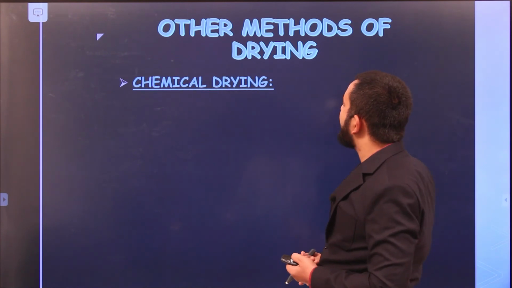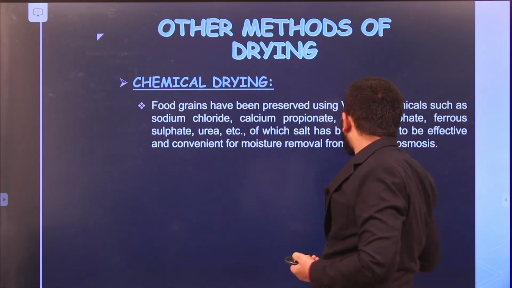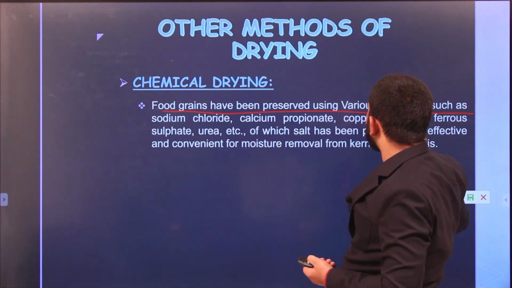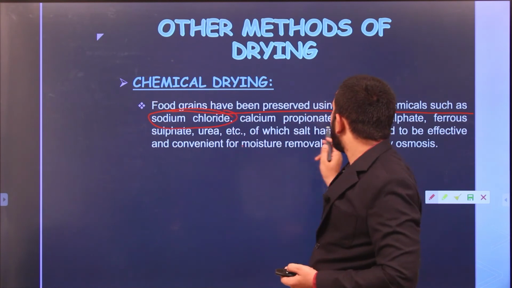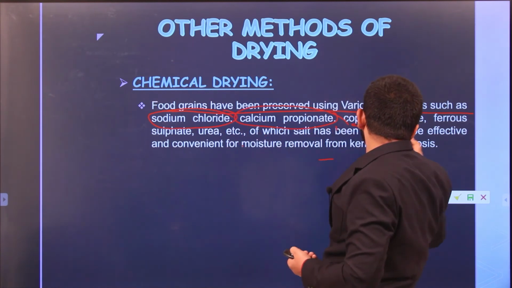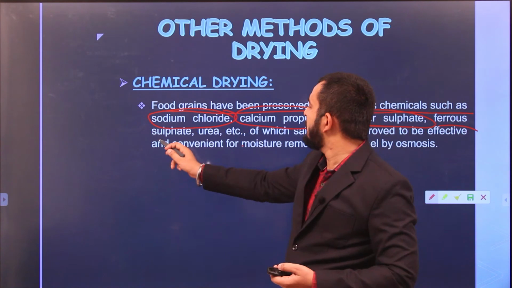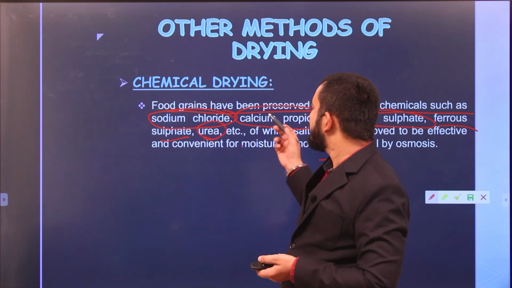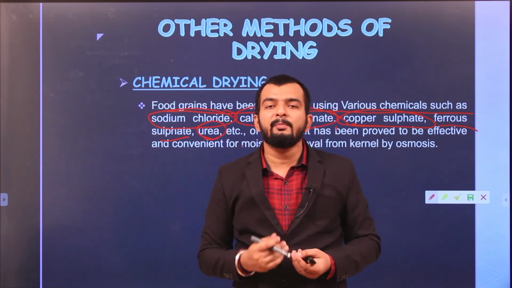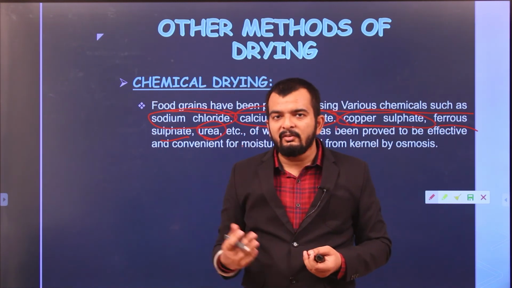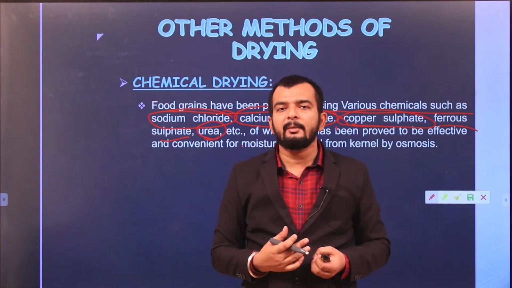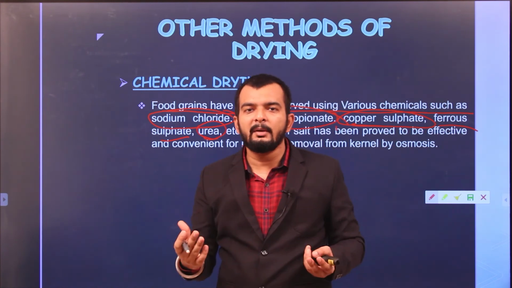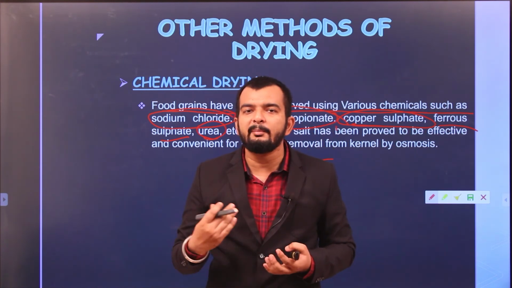So in chemical drying, food grains are processed using various chemicals such as sodium chloride, calcium propionate, copper sulfate, ferrous sulfate. Urea can be used, but it is not used generally. These chemicals should be inert and non-toxic. They are called hygroscopic substances. They have a property of absorbing moisture from the surrounding or whichever medium they are mixed with.